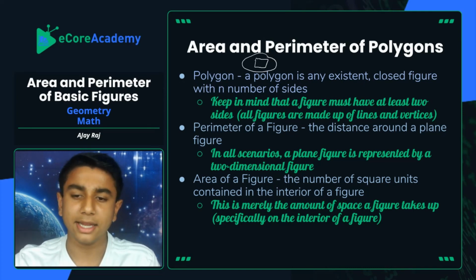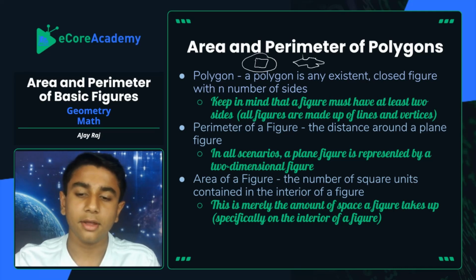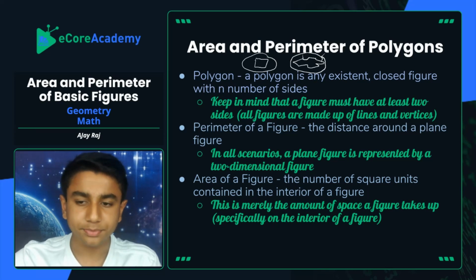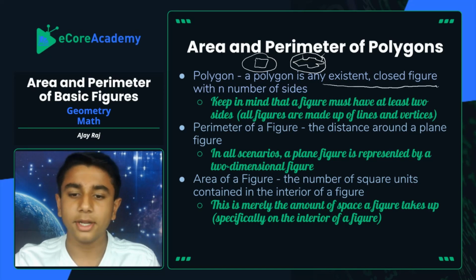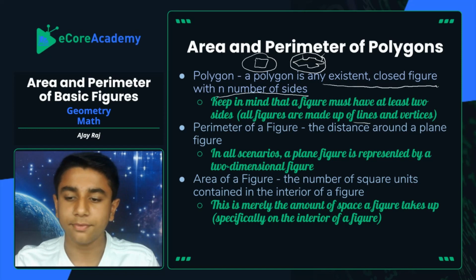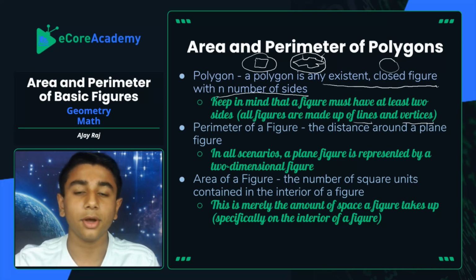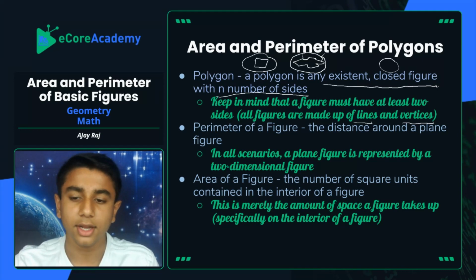And I can make any random figure with curves too, like that. But this specific figure here, as you can see, has multiple squiggles and curves. That's not considered a polygon, because a polygon, just as it's stated here, is any existent closed figure with n number of sides, but it must also have lines and vertices. Now, you cannot have a circle or any curved figure, because an arc is not per se a line or a vertex. It's not anything straight. So therefore, it's considered an arc, and it wouldn't be considered a polygon.